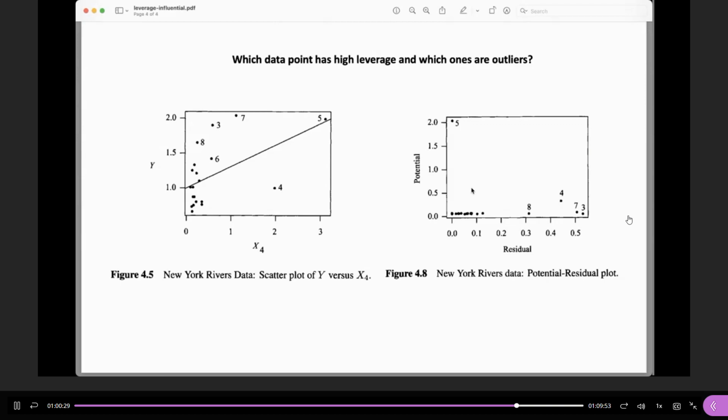No one is considered highly influential because if you look at the plot on the left, did 0.5 draw the regression line toward itself? I don't think so, because there's point 4 that actually is doing this. So basically 0.5 is just high leverage, but not outlying in Y. But 3, 7, 4, 8, they are outlying in Y, but they don't have high leverage, which can be verified from the plot on the right. Basically, they don't have high potential.